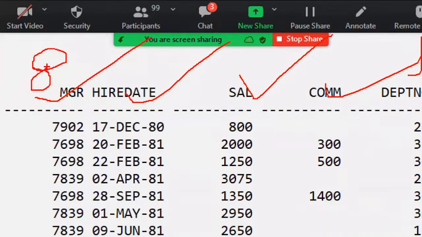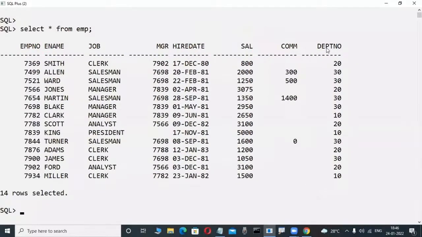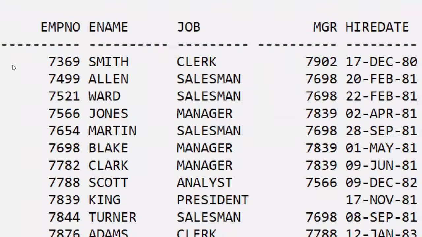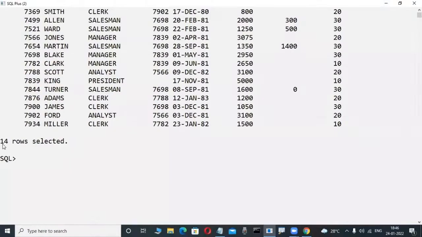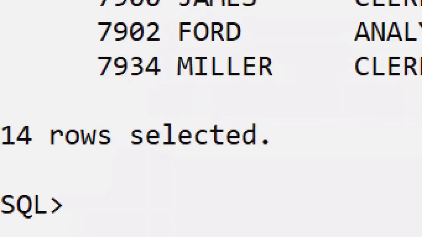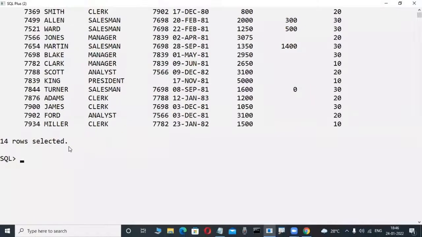Why I'm counting this: writing a query that counts the number of columns in a table is an interview question, which you will learn in the future. Yes, 8 columns are there. How many rows are there? These are called rows. Here, 14 rows are there. This is a big table, the EMP table.